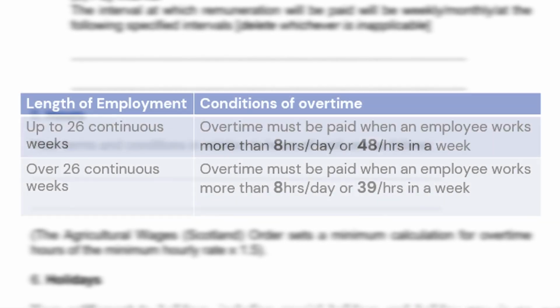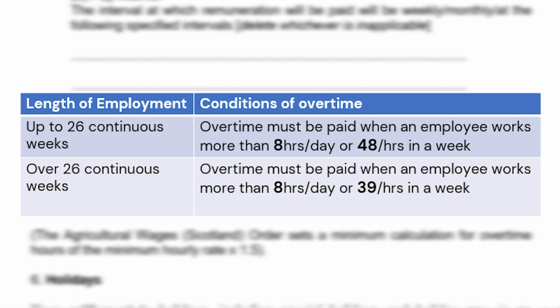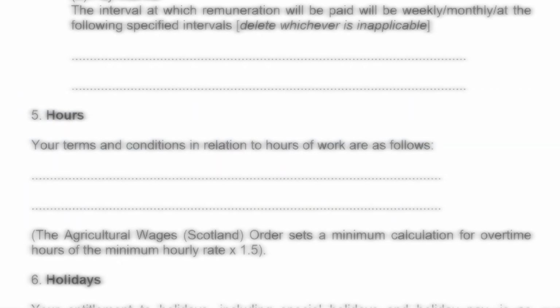So for the first 26 continuous weeks the employee is with you, overtime must be paid when a worker works more than 8 hours on any day or for more than 48 hours in any week. Once they have been with you for more than 26 continuous weeks, overtime must be paid when a worker works for more than 8 hours on any day or for more than 39 hours in any week.